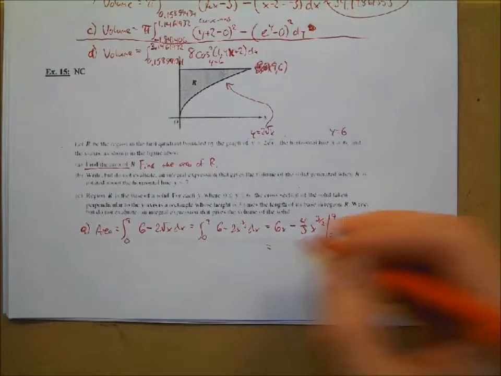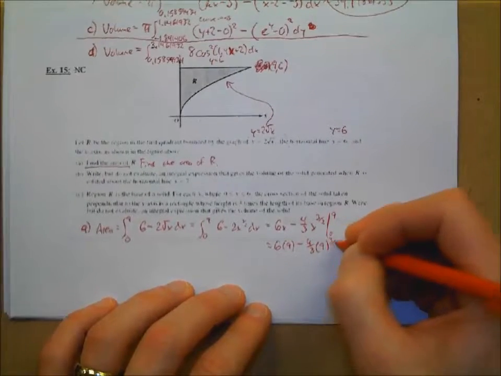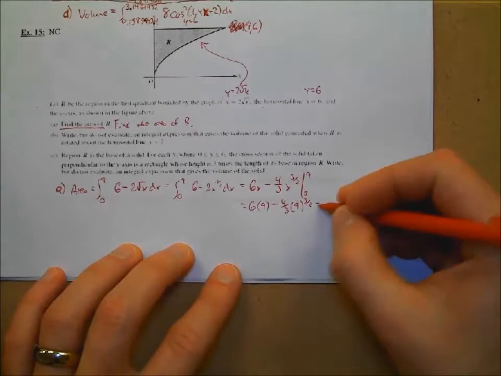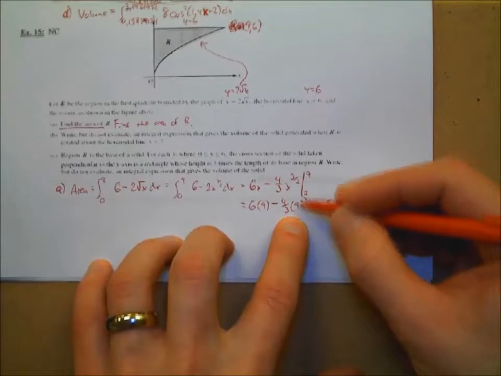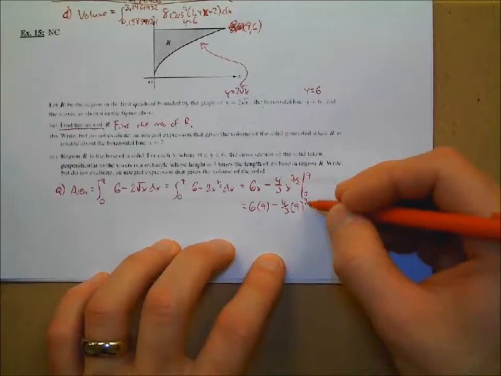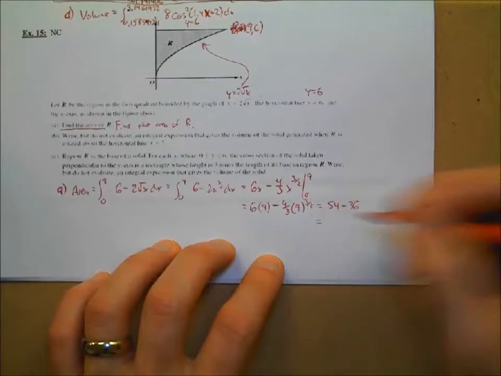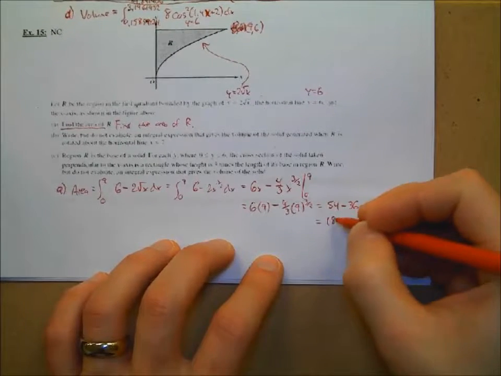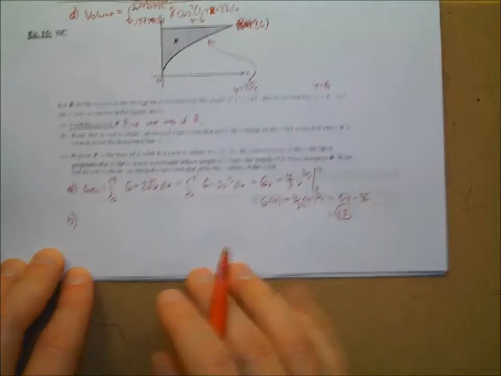So we'll plug in 9. We get 54. Let's see, 9 to the 3/2. Again, this is kind of funky to think about, but 9 to the 1/2 power is 3, and then to the third power, that's 27, times 4/3, which is going to be 36. So 54, take away 36, is going to be 18.